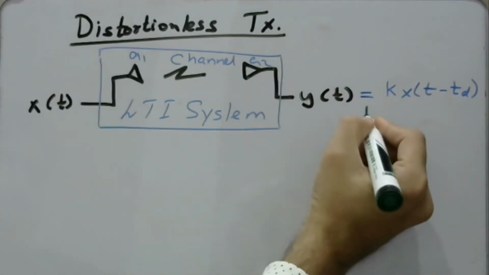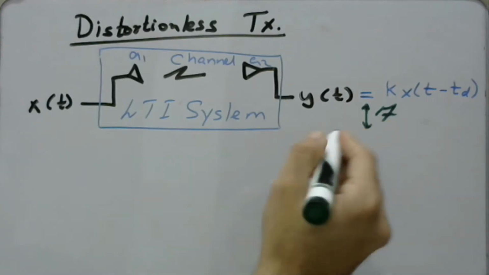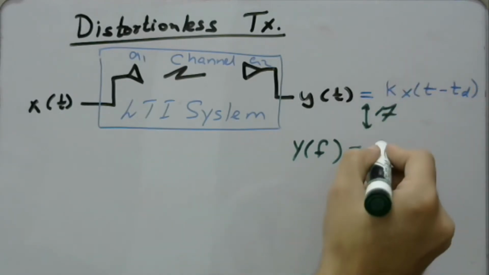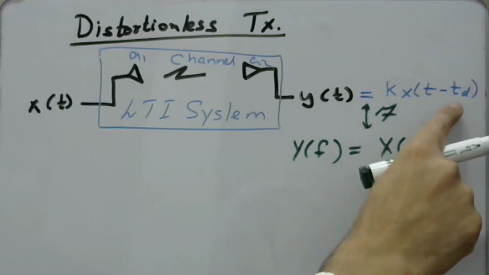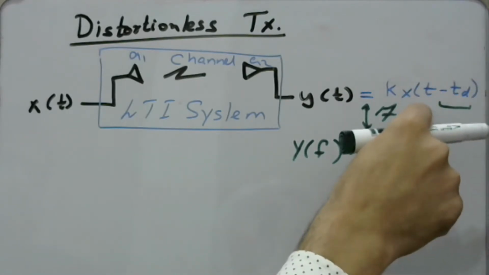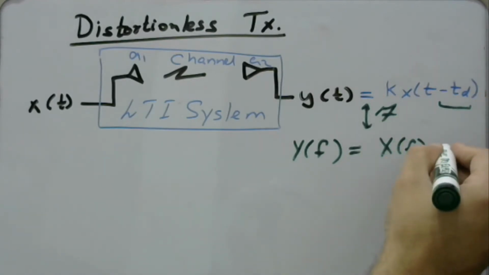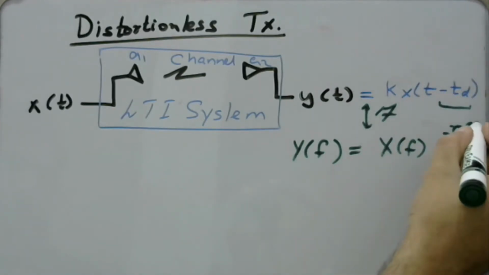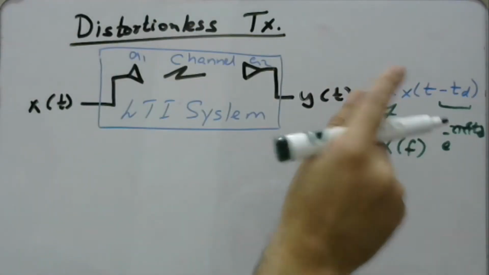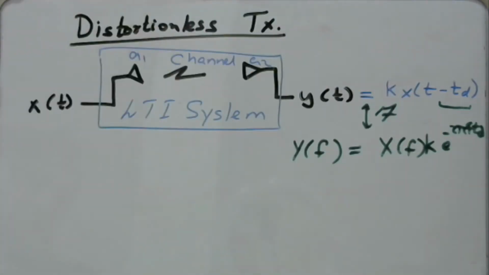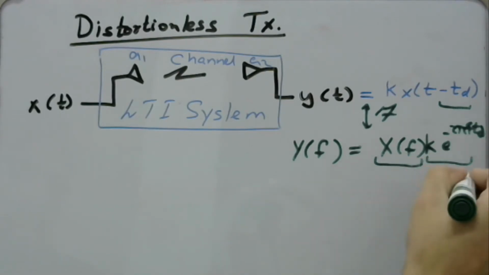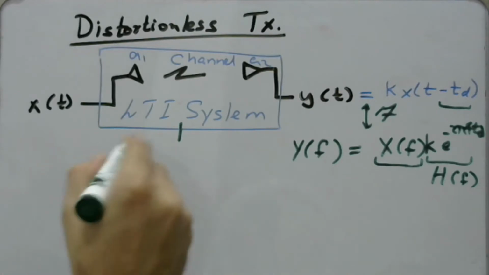Now if we take the Fourier transform of this signal, so we have y of f, which would be equal to x of f, and then from here now we have the time shifting property. So in the frequency domain we have e to the power minus 2 pi f td, and moreover this constant coefficient from linearity would appear as is. So hence we have x of f and h of f. So h of f is basically the transfer function that is representing this linear time invariant system.